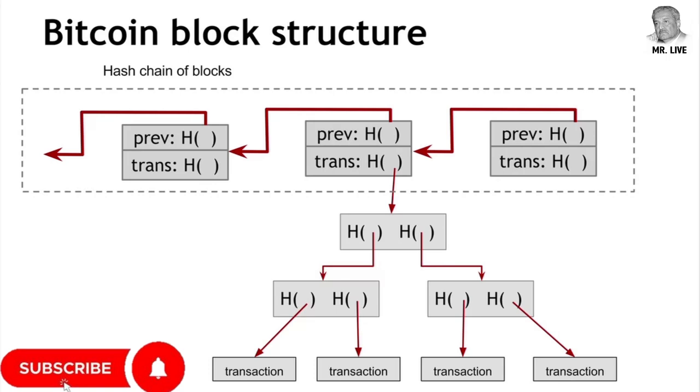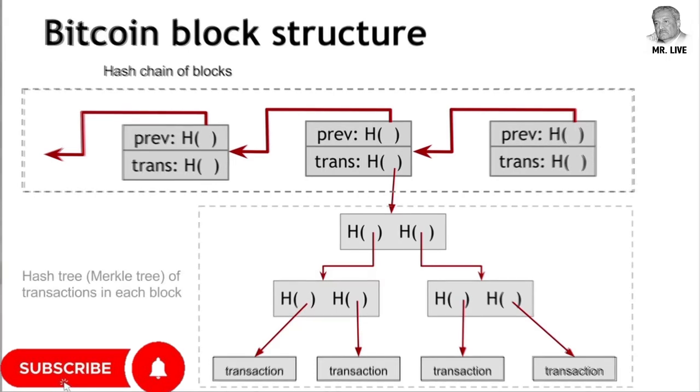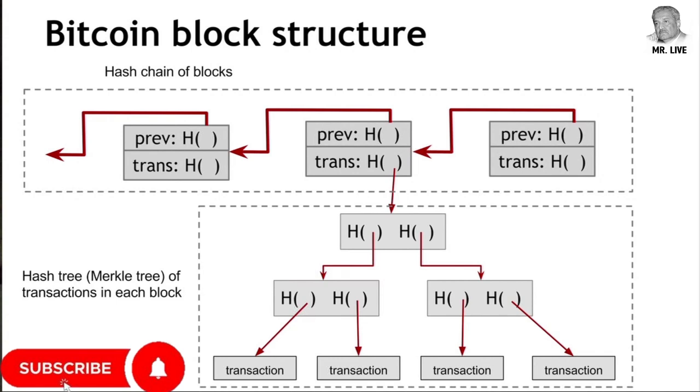And remember, these are hash pointers. And then we have a tree of all of the transactions that are included in each block. So this is a hash tree, or what's called a Merkle tree, which commits to all of the transactions in the block in quite an efficient way.